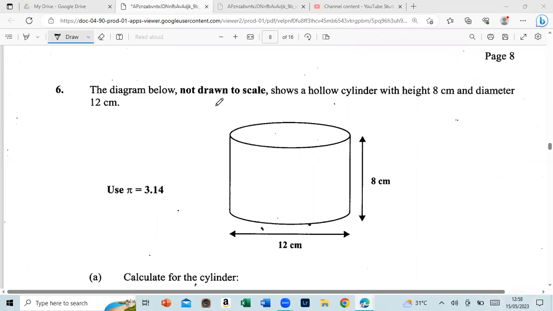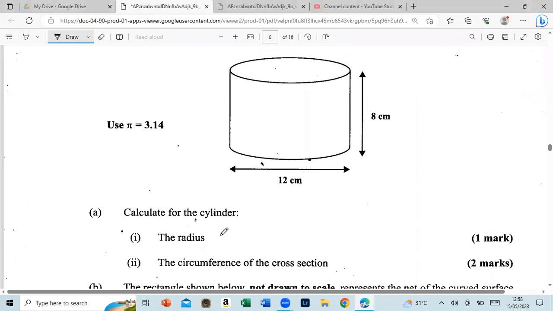You see the diagram below, drawn to scale, shows a hollow cylinder with height 8 centimeters and diameter 12, and use pi to be 3.14. They say calculate for the cylinder the radius. Now the radius is half the diameter, so all we have to do is 12 divided by 2. So it's just 1 mark. You might have spent a long time on this, just divide by 2.